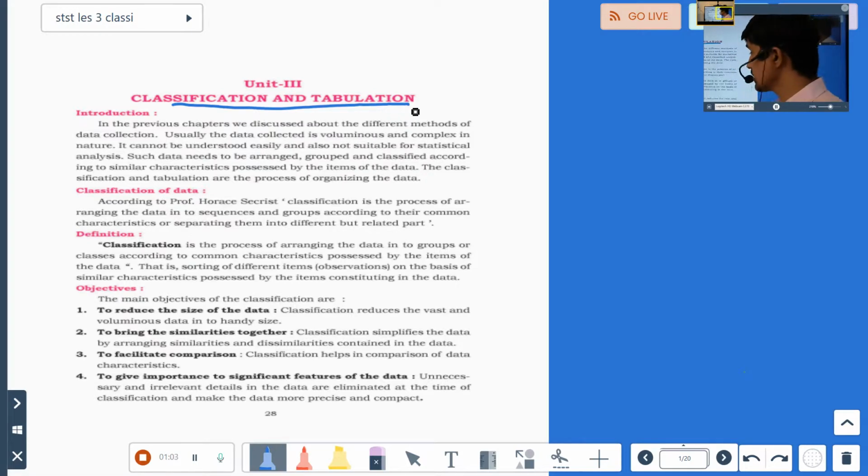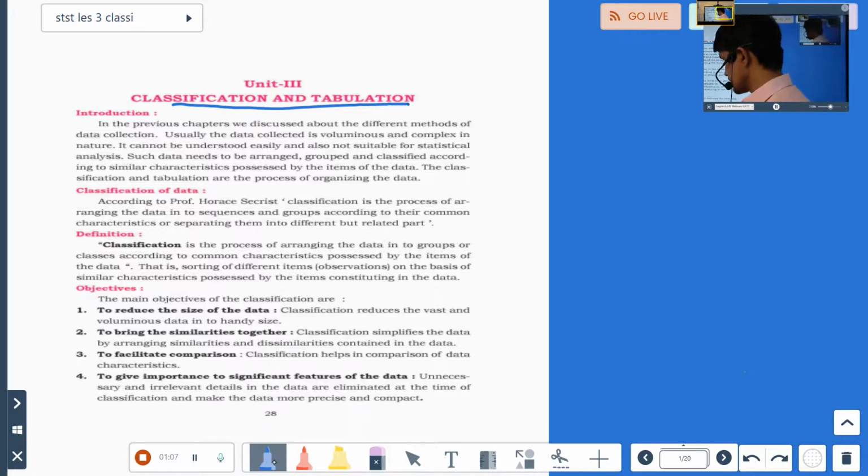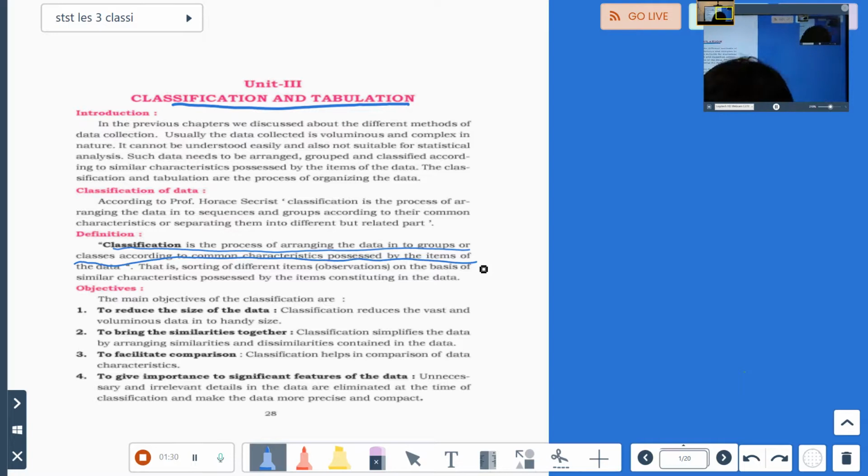So first, let us understand what is classification. So this is your definition of classification. Classification is the process of arranging the data into groups or classes according to the common characteristics possessed by the items of the data. Okay. So that is known as classification.